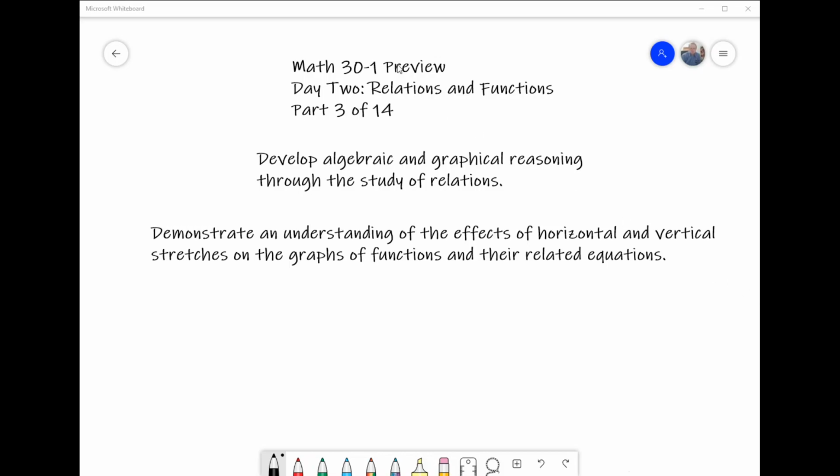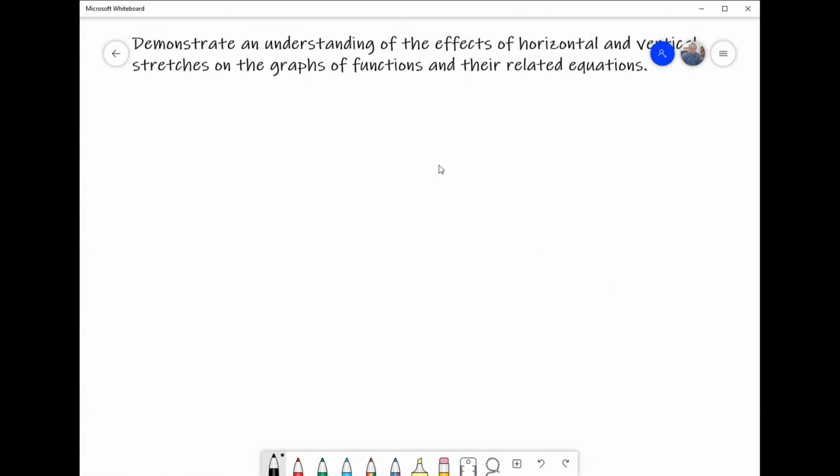So in part 3 of our 14-part series on relations and functions, we are looking at demonstrating an understanding of the effects of horizontal and vertical stretches on the graphs of functions and their related equations. So this is going to be another example of transformations.